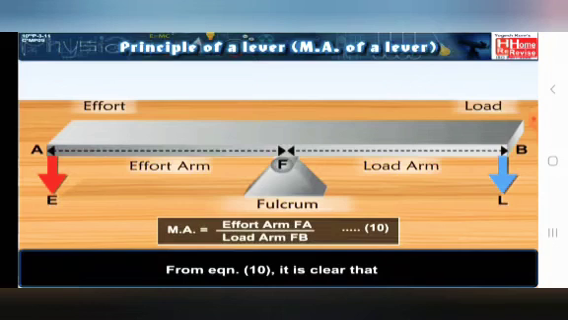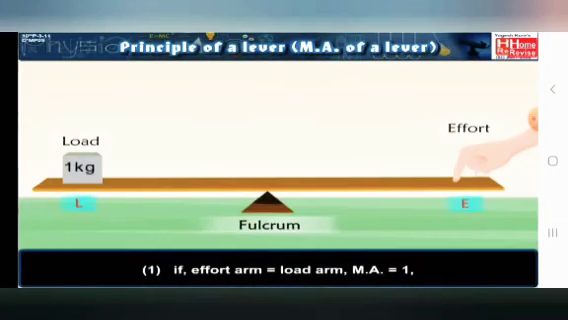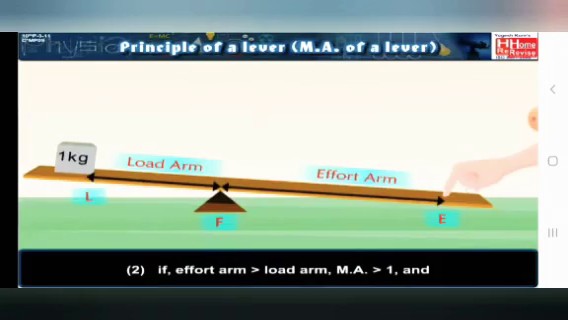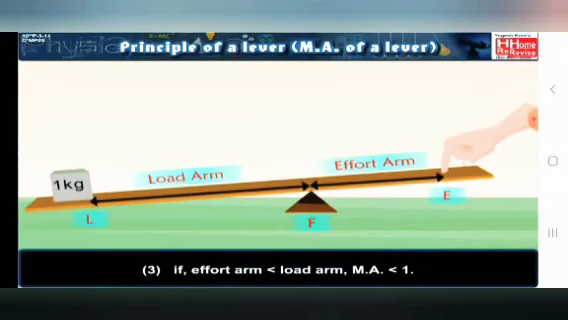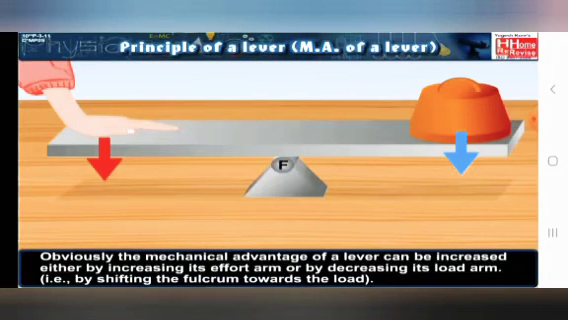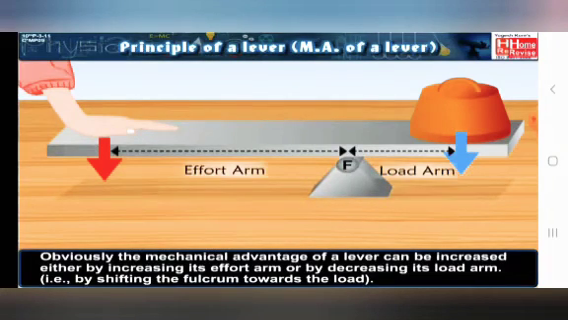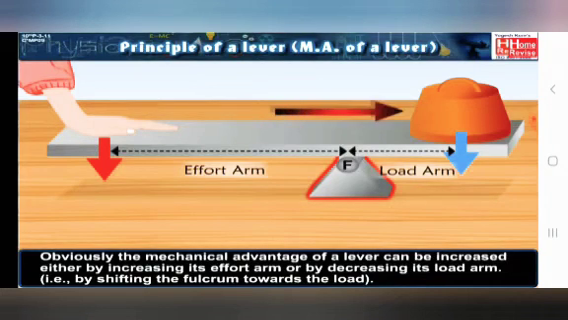From equation 10, it is clear that 1. If effort arm is equal to load arm, MA is equal to 1. 2. If effort arm is greater than load arm, MA is greater than 1. And 3. If effort arm is less than load arm, MA is less than 1. Obviously, the mechanical advantage of a lever can be increased either by increasing its effort arm or by decreasing its load arm, that is by shifting the fulcrum towards the load.